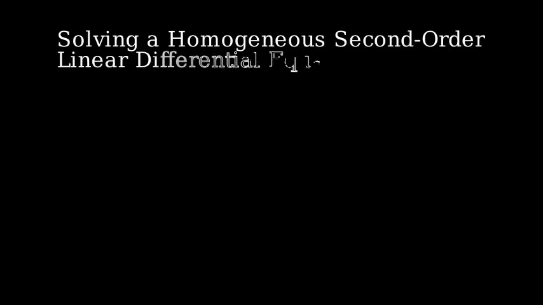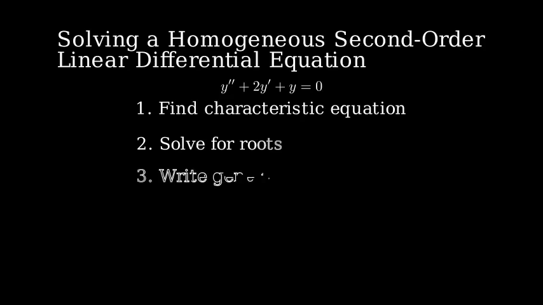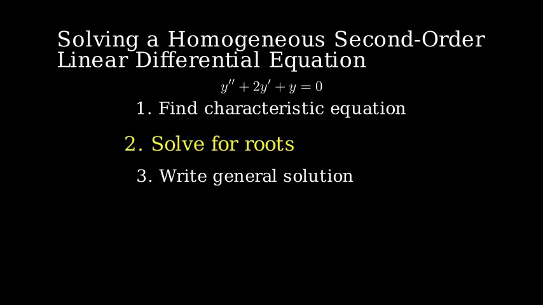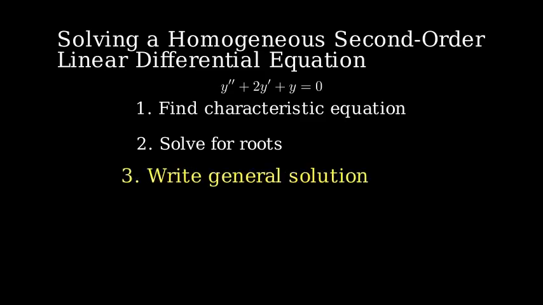Welcome! Today we'll solve the homogeneous second-order linear differential equation y'' + 2y' + y = 0. To solve this equation, we'll follow these steps. First, we'll find the characteristic equation. Then, we'll solve for its roots. Finally, we'll use these roots to write the general solution for y(t).